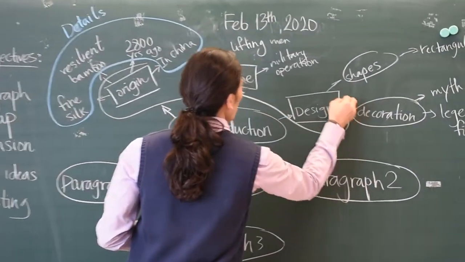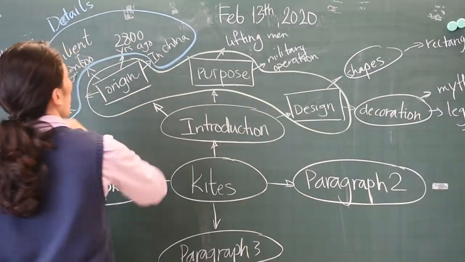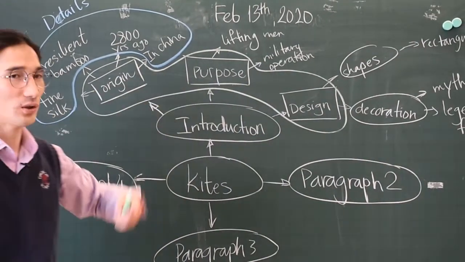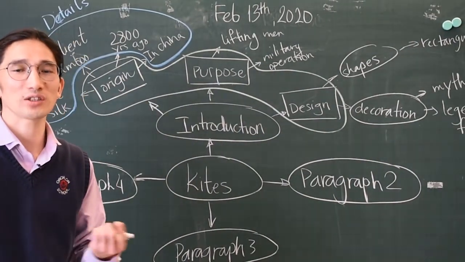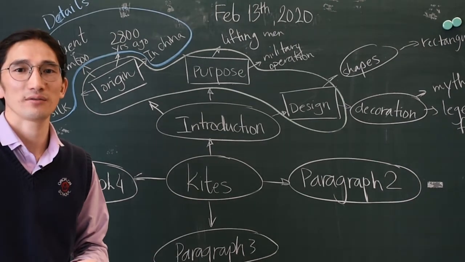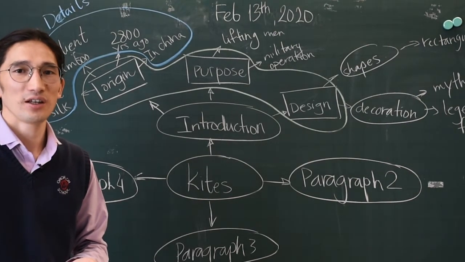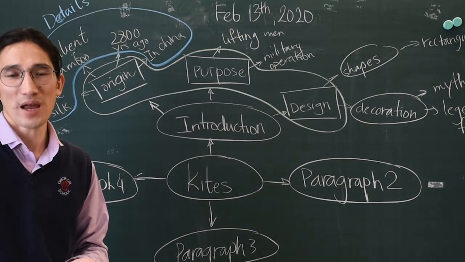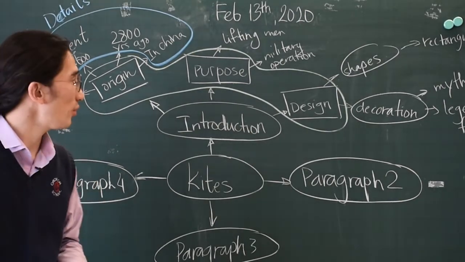How about this information? Okay, circled in green. What type of information are they? You're right. These are major ideas or the key points in the text.